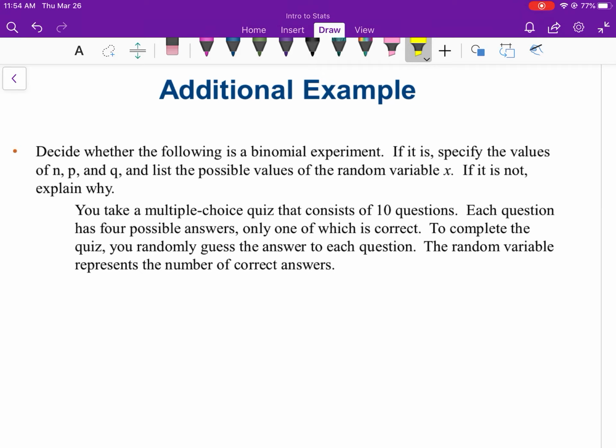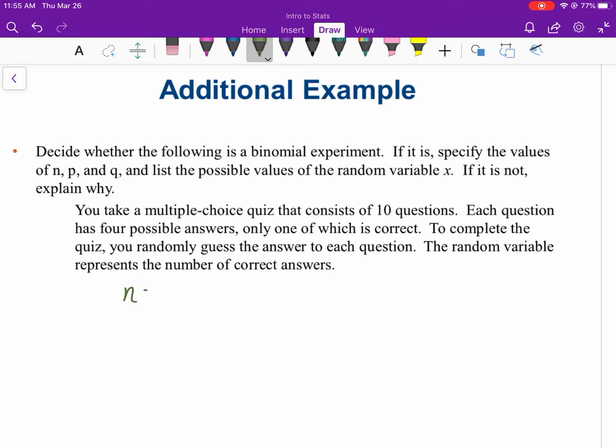You take a multiple choice quiz that has 10 questions. Each question has 4 possible answers, only one of which is correct. To complete the quiz, you randomly guess the answer to each question. Now, I don't recommend doing this, but go with the problem anyway. The random variable represents the number of correct answers. Each question is independent of the others. For each question, you have a 25% chance of getting it correct, because there are 4 answers for each. Only one of the 4 is correct.